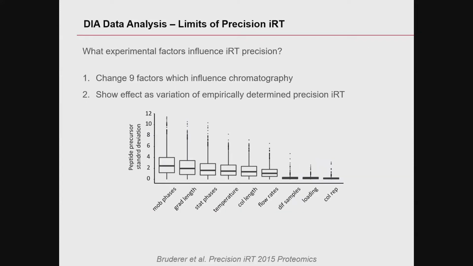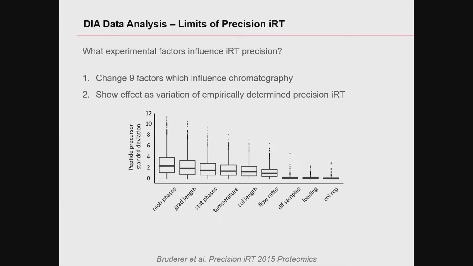And then what we were also interested in back then was which experimental factors can influence this precision iRT. And that's what we have done here quite extensively, actually. This was quite a bit of work. So we changed a lot of experimental conditions while building the libraries. And you can see all those things we changed down here. So we changed the mobile phase, the gradient length, the stationary phase, temperature, column length, flow rates, and so on. And then we just ordered them by the influence they had on the iRT precision.